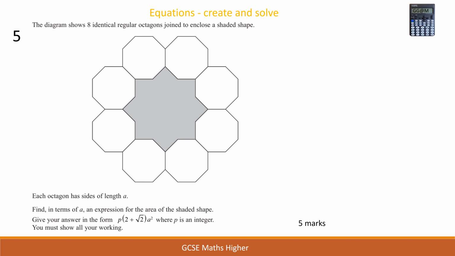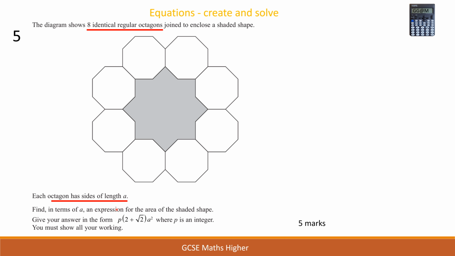The question on equations to create and solve. So have a read through the question, look at the keywords. For example, we've got 8 identical regular octagons. So you can see these regular octagons all the way around the outside. They have got 8 sides each, and you can work out angles inside your octagon to help you, and you can work out lengths.